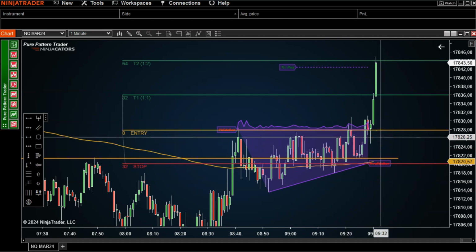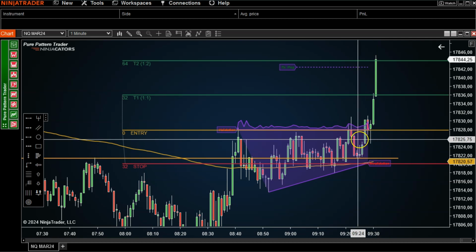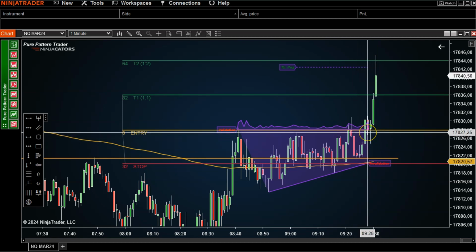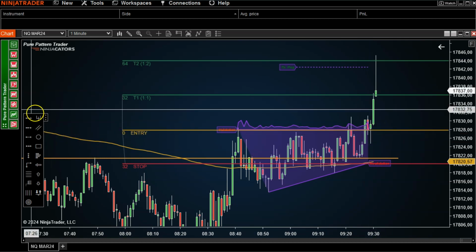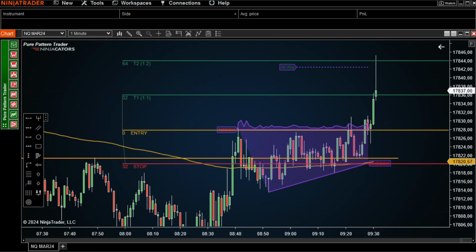So really easy and simple strategy to follow. It can be quite tedious looking for patterns yourself, which is why I love using the Pure Pattern Trader software. It basically takes all that heavy lifting off for you, as well as the market scanner that then goes ahead and identifies any one of these patterns that you like following.